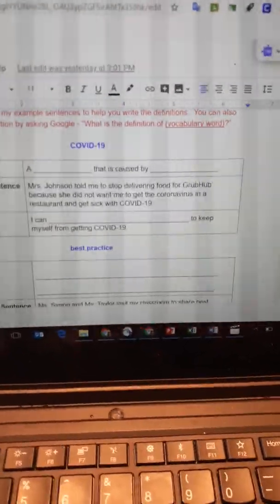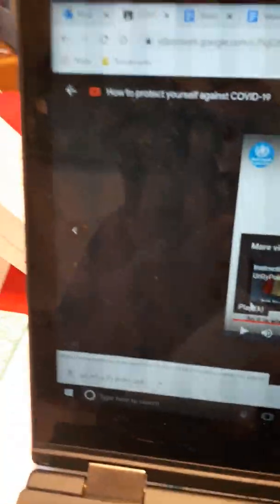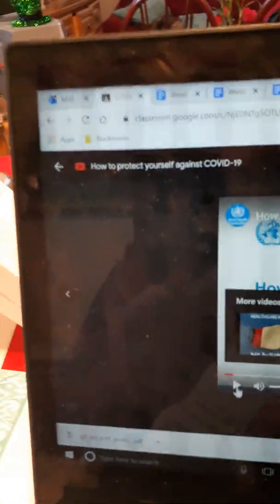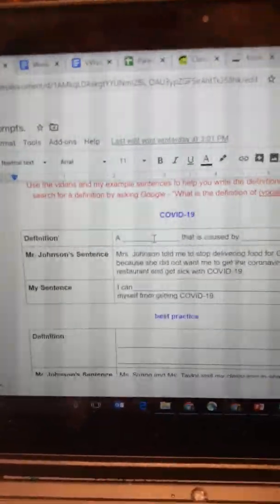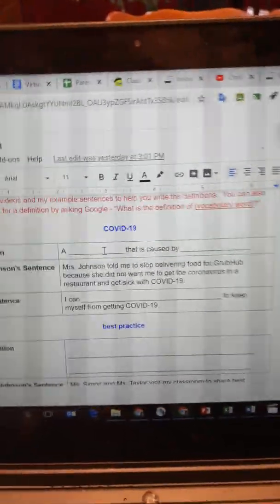So on the second page, I've already done most of COVID-19 for you. Well, we could just look up COVID-19, but we could also go back to the video, and I think it's going to be right at the beginning. COVID-19 is an infectious disease caused by a new coronavirus introduced to humans. There we go. Didn't even have to watch more than a second of it. So I would write infectious disease, or a disease is fine, or a sickness that is caused by the coronavirus.